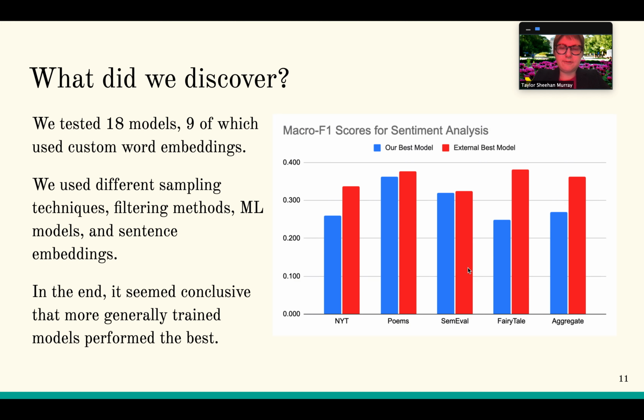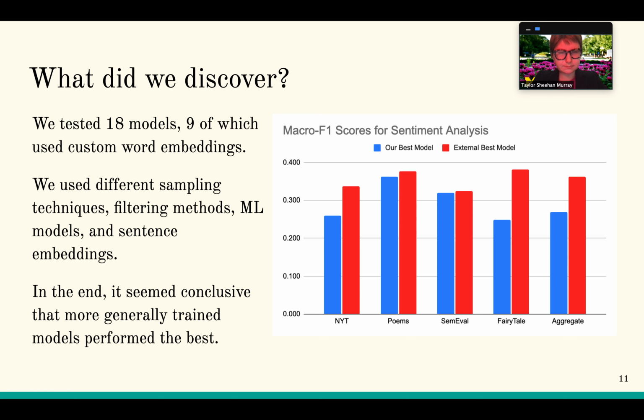So what did we discover? We tested 18 models, 9 of which used custom word embeddings, and we used different sampling techniques, filtering methods, machine learning models, and sentence embeddings. But in the end, it seemed pretty conclusive that more generally trained models performed the best.